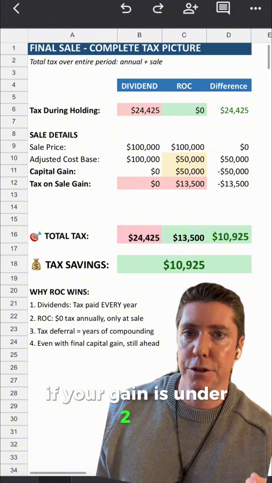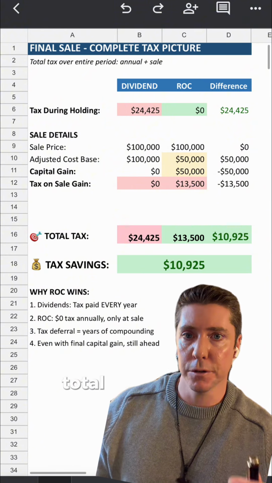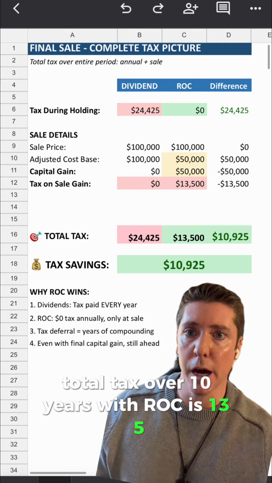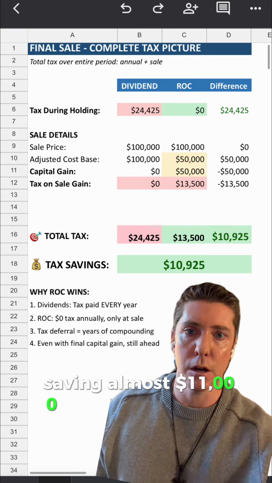If your gain is under $250,000, it's taxed at 50% inclusion. Tax in this case is $13,500. Total tax over 10 years with ROC is $13,500. Total tax with dividends, $24,000. You're saving almost $11,000. It's good to watch the ticker.